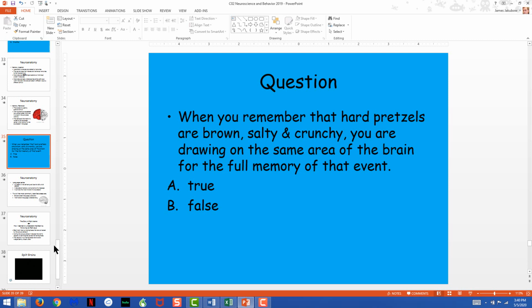The answer there is B, false. You are not drawing on the same area of the brain for that memory. Brown is a visual component. It must be stored in the occipital lobe. Salty is gustation or taste. That's stored in your temporal lobe. Crunchy is a texture or a touch aspect, and that will be stored in your parietal lobe.